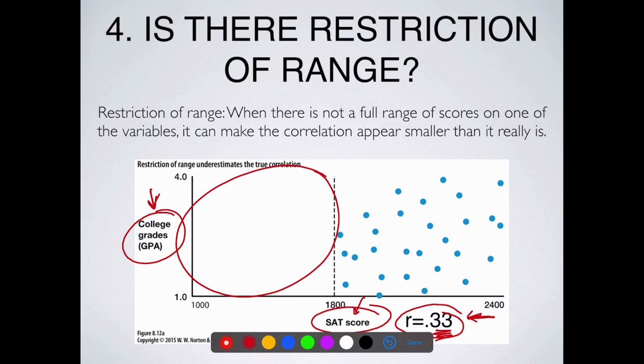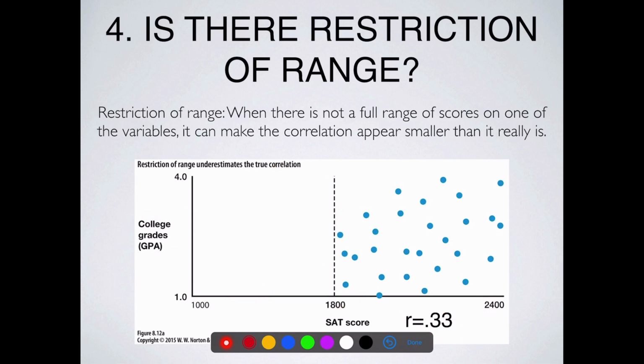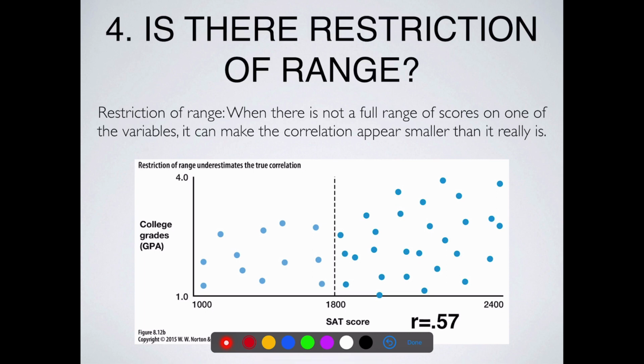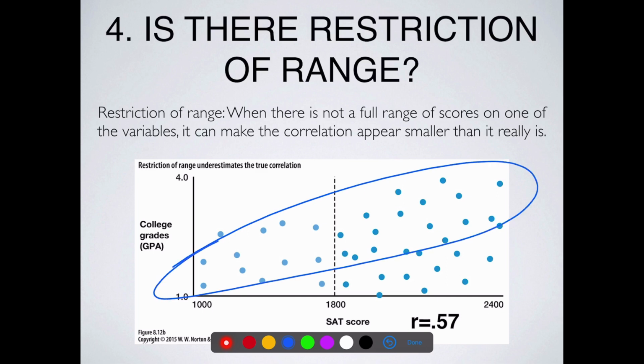0.33. But you can notice here, we're missing students who scored between 1,000 and 1,800. Now, keeping in mind that this was the old way of scoring the SAT, it's different now. But we have people who are missing from about the 50th percentile and below. So why is this an issue? Well, let me show you what happens when you include the entire group. When you include people between these SAT scores, we find that the SAT score is actually a very good predictor of GPA. It's actually stronger than we had originally thought.